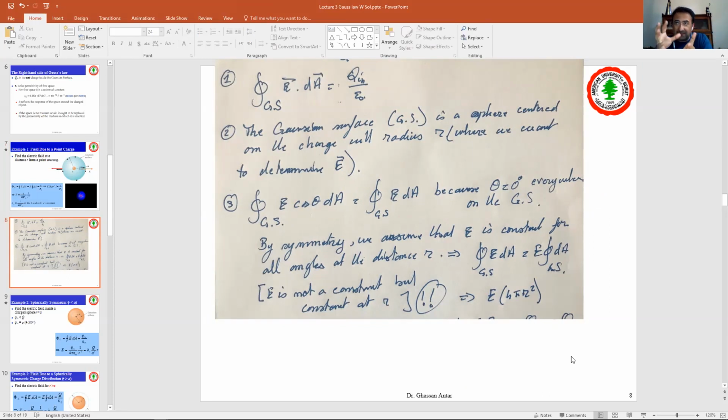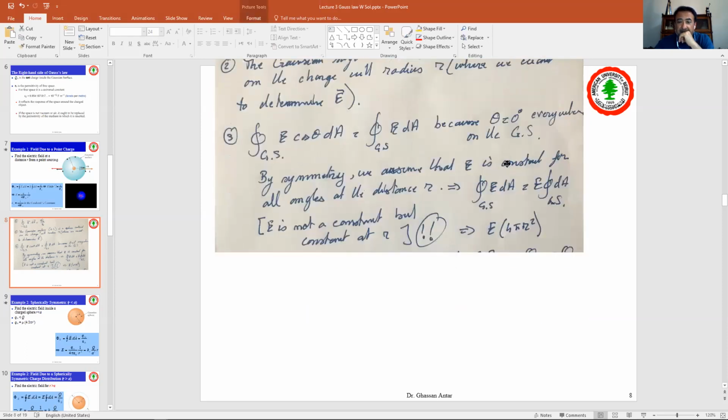Because the integration is now only on the angle, this electric field is constant at this distance by symmetry. If it's constant, it gets out of the integral, and I'm left with E times the integral of dA over the Gaussian surface, and this is the area of my Gaussian surface. What's the area of my Gaussian surface? It's a sphere, so it's equal to 4 pi r squared, because r is the radius of my Gaussian surface.